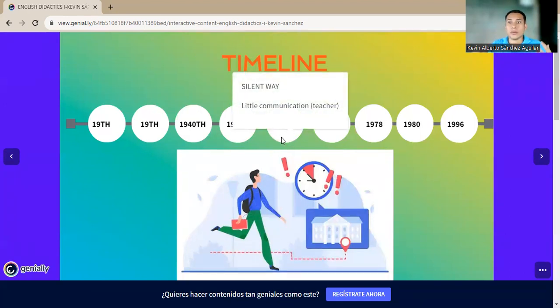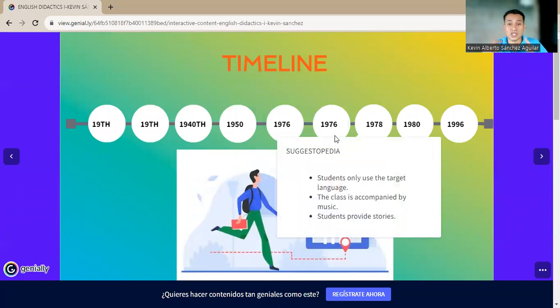After that, we have the silent way. This is another interesting method, and you might be wondering why, because in this method, the teacher was in the classroom, but the teacher used to speak only a little. Who was going to speak the most was the students. The students were encouraged to use the target language and to speak a lot in the classroom, more than the teacher.